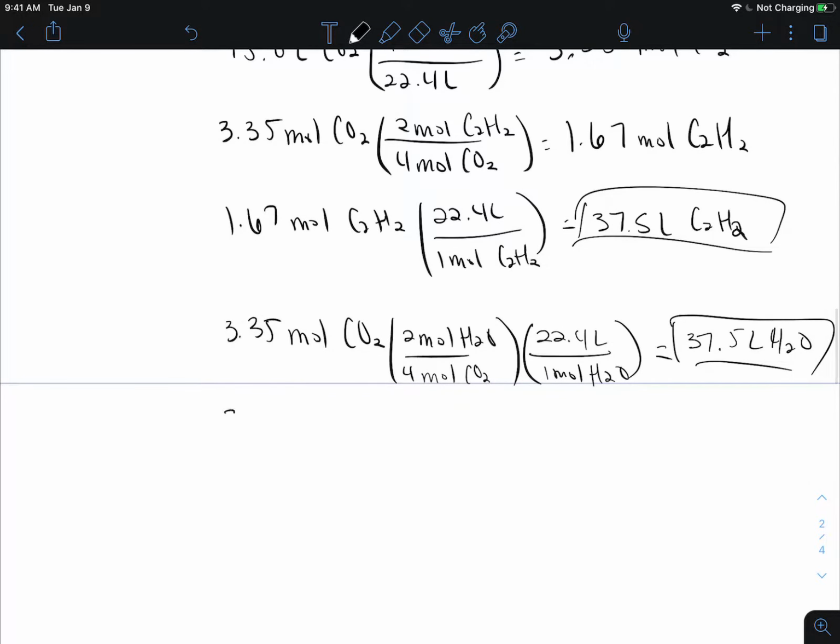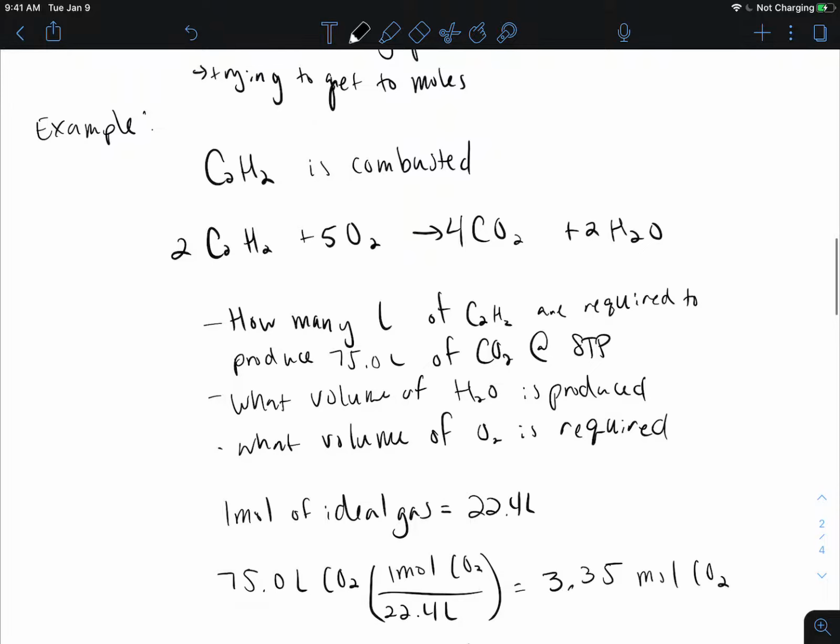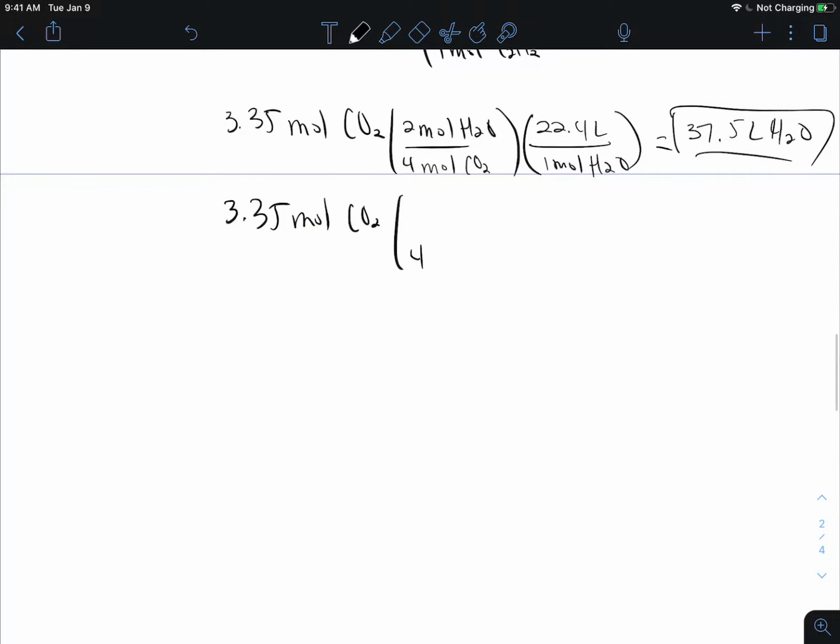Lastly, let's take our 3.35 moles of CO2, convert that into moles of oxygen. So we have 5 moles of oxygen for every 4 moles of CO2. And then using our 22.4 liters per 1 mole of O2, gives us 93.8 liters.